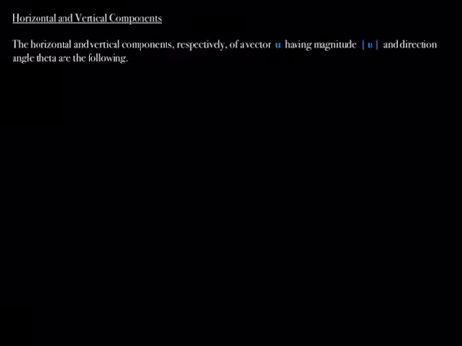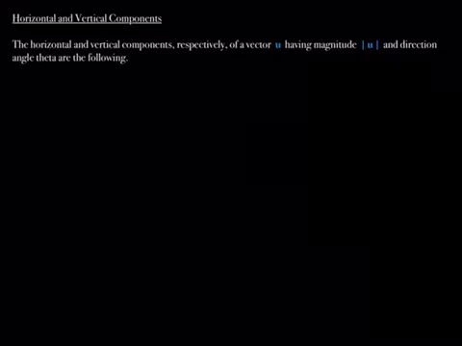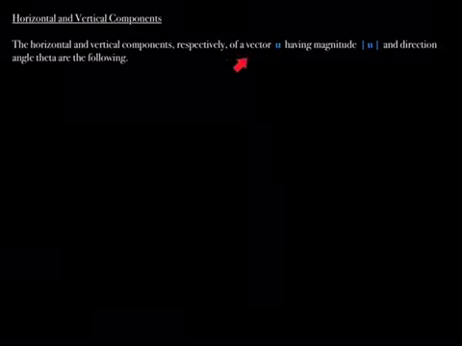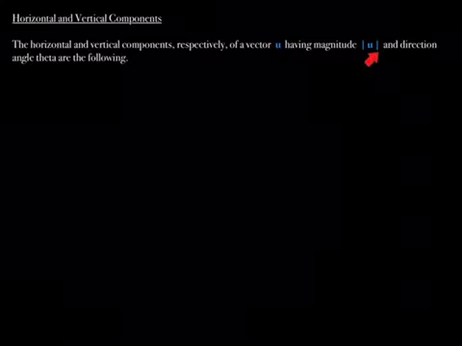Okay, now, they gave me the components and then we found the magnitude and the direction. Now what if it's the other way around? If I know the magnitude and the direction angle, can I find my components? And the answer is yes. So the horizontal and vertical components respectively of a vector u having magnitude, absolute value of u, and direction angle theta are the following.